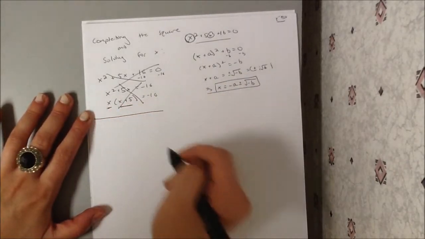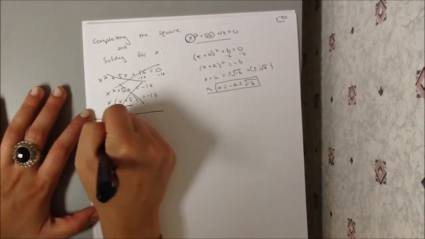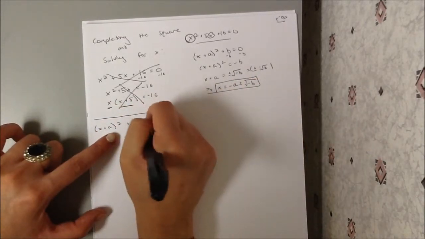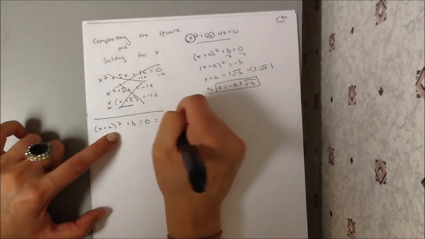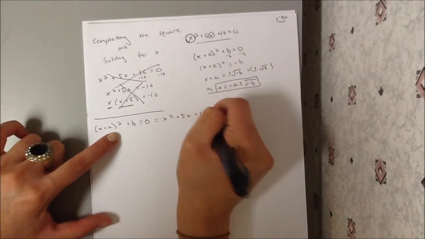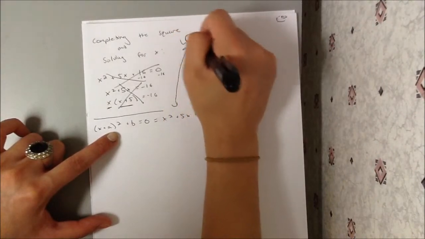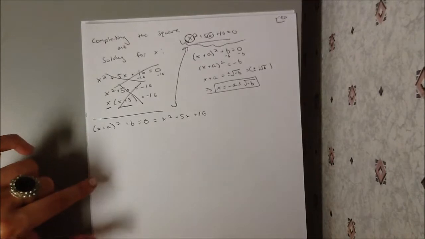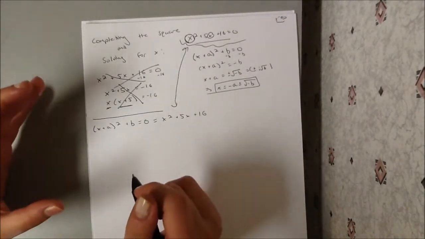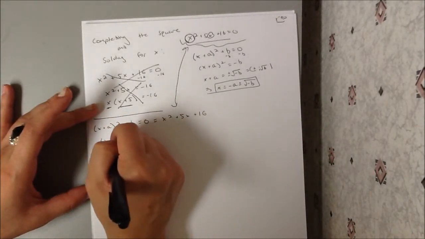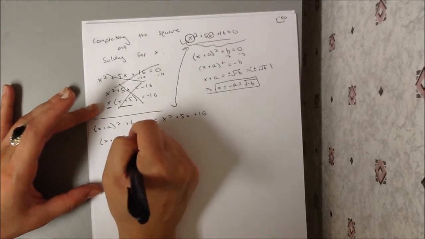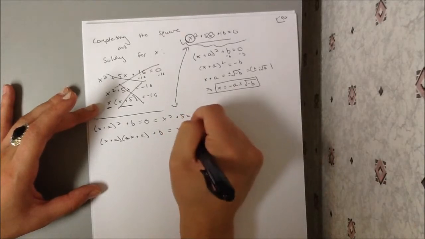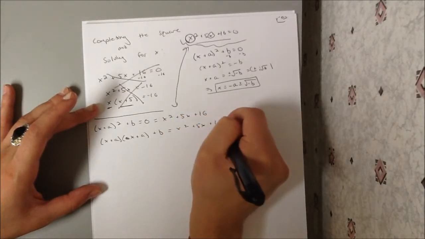So let's do this. We're gonna say (x plus a) squared plus b equals 0. And we're gonna set this equal to this, which is our original formula right here, right? Just because we wanna get something to look like this from this, okay? So we're gonna do what all good mathematicians do, and we're gonna expand this out before we do anything else. Excuse me, I'm sorry, (x plus a) squared plus b equals x squared plus 5x plus 16.